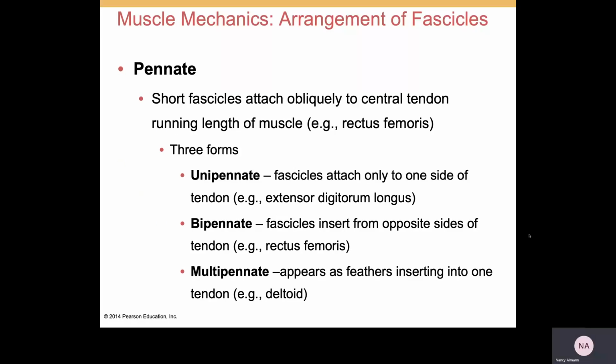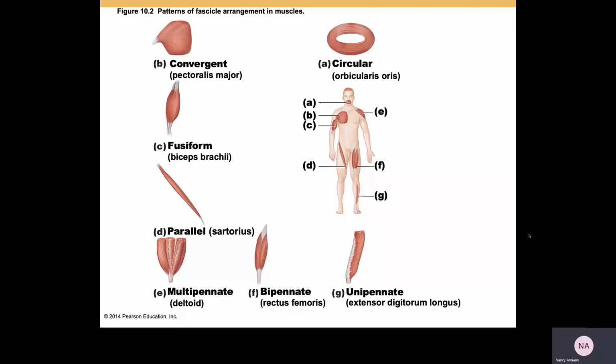We also have a pennate arrangement of fascicles. So they're going to be relatively short fascicles that are going to be connected obliquely to a central tendon that runs the length of the muscle. And classic example of that guy is going to be rectus femoris, which is going to be one of the quadriceps muscles. I would never ask you about the three forms, but there they are if you have a burning desire to know. And this shows you each of the fascicle arrangements that we have just discussed.